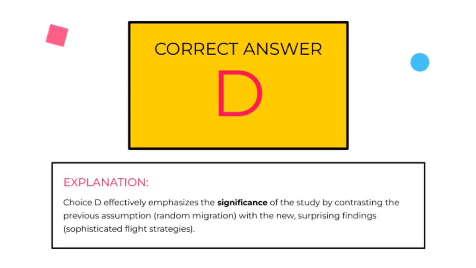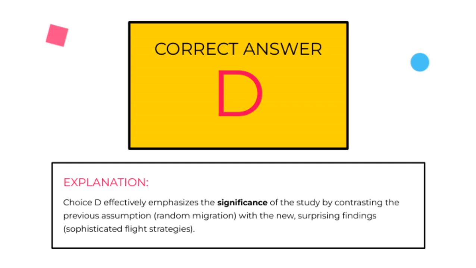Choice D really highlights the importance of this study by drawing a clear contrast. On one hand, we had the previous assumption that migration was random, just a simple, haphazard process. But the new findings are quite surprising. They show that the flight strategies are actually quite sophisticated. This shifts how we understand these behaviors and suggests there's a lot more complexity involved than we initially thought.